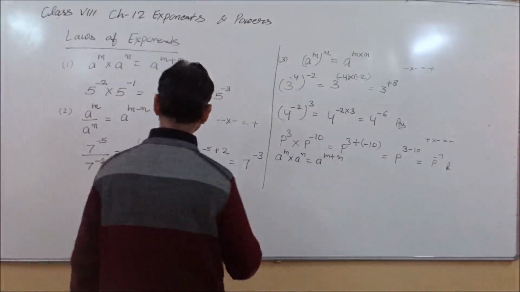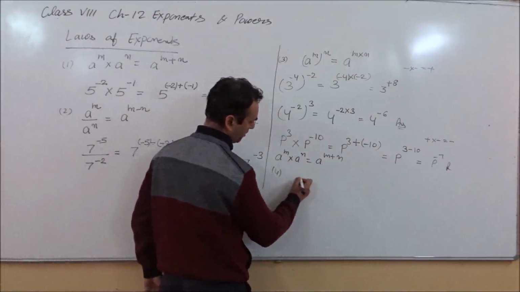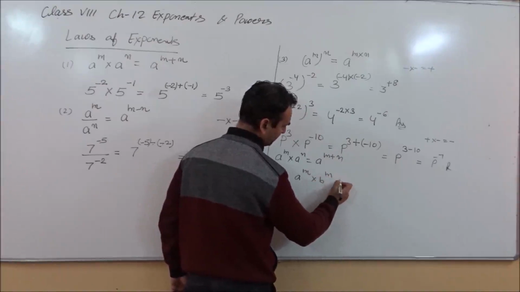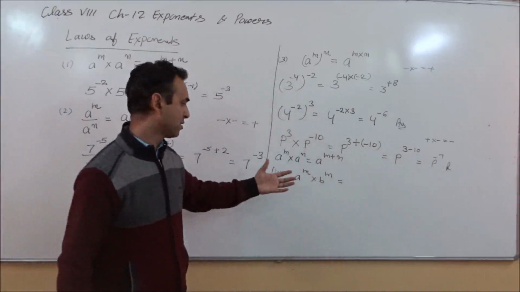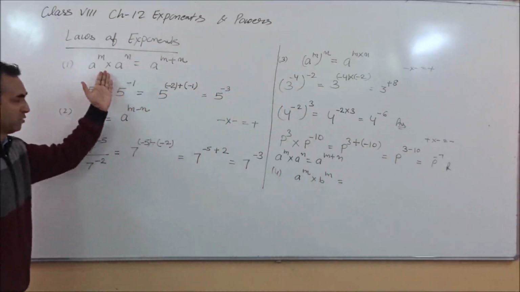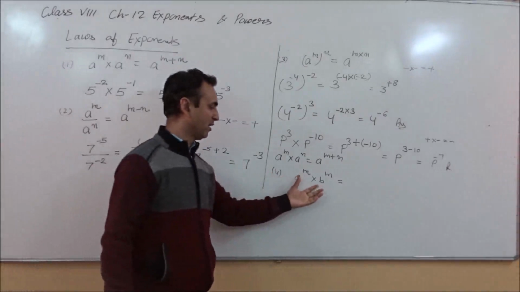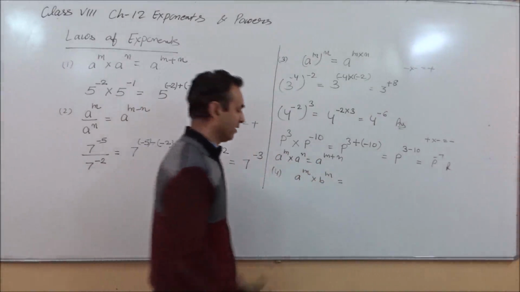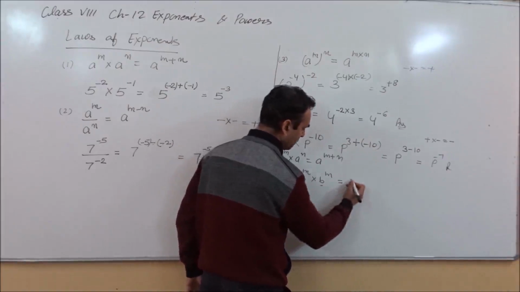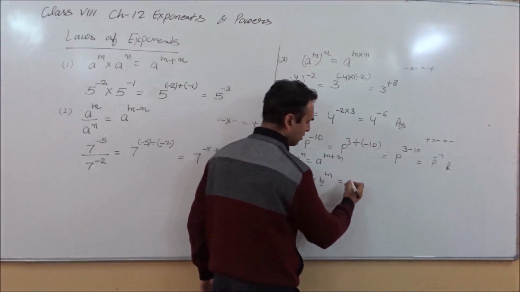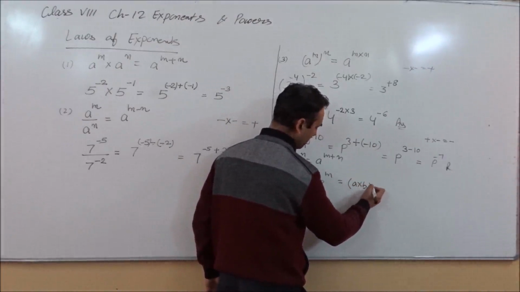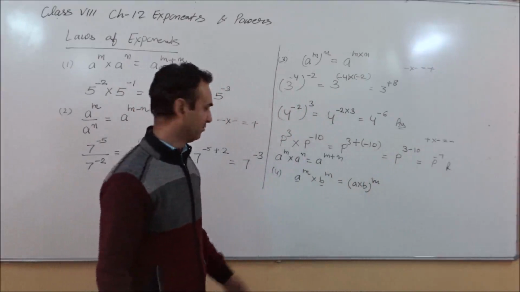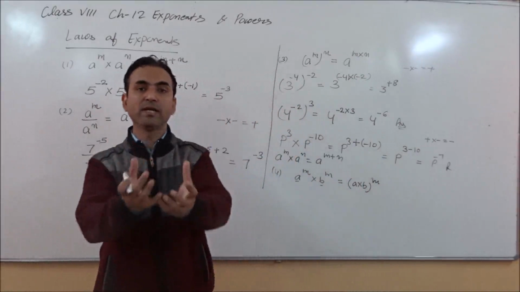Let's take a raised to m into b raised to n. In this formula, it looks very similar to the first formula, but see very carefully: here the base is different and the exponent is the same. So this formula is different. The base is different, but the power is the same. So you have to write a into b together, whole power m. Don't add exponents here because we have combined the bases together.